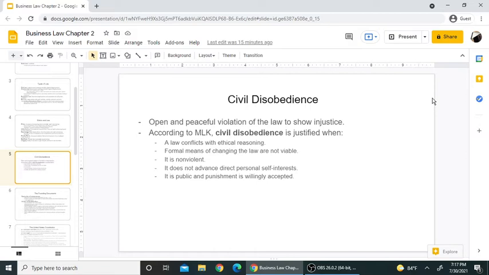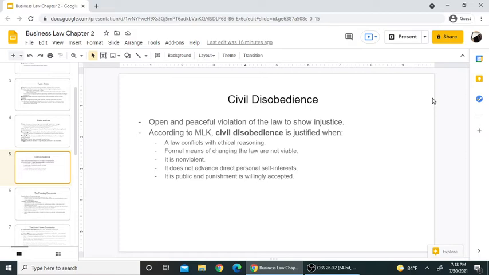Martin Luther King had a set of conditions when civil disobedience is justified. First, that a law conflicts with ethical reasoning; second, that formal means of changing the law are not realistic or viable; third, that the civil disobedience is non-violent; fourth, that it does not advance direct personal self-interest, so it's not something that solely exists to enrich one individual.